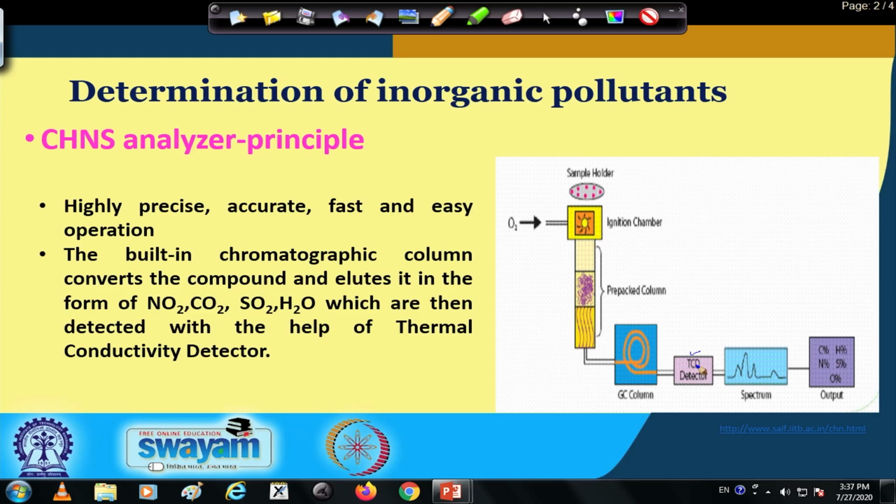This TCD detector is a short form of thermal conductivity detector, and based on the individual compound, a spectrum will be obtained, and from analyzing this spectrum, they can calculate the total carbon percentage, total hydrogen percentage, total nitrogen percentage and total sulfur percentage also, and sometimes oxygen percentage also. So, this is how this CHNS analyzer basically operates.